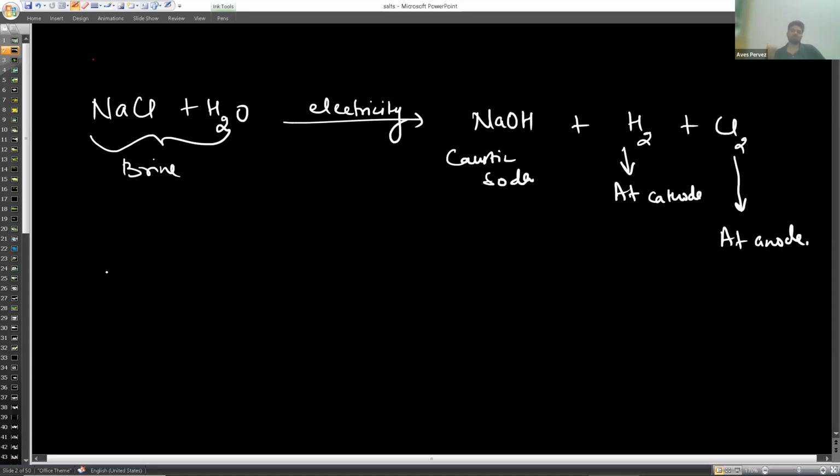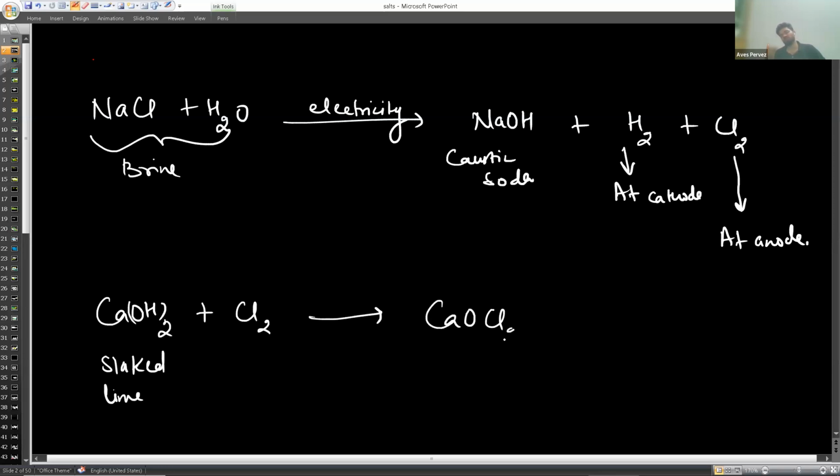Second preparation is bleaching powder. Bleaching powder can be prepared by passing chlorine gas to slaked lime. Slaked lime. When you pass chlorine gas to it, it will give you CaOCl2, which is called bleaching powder, plus water.